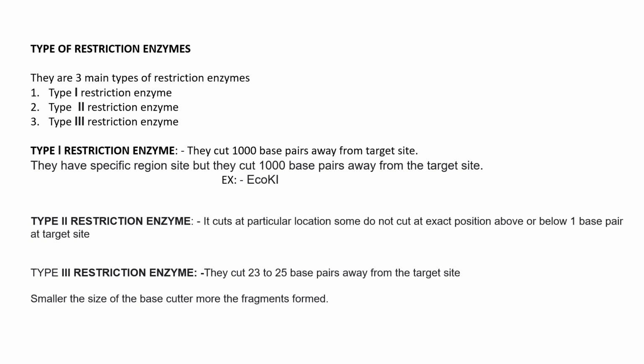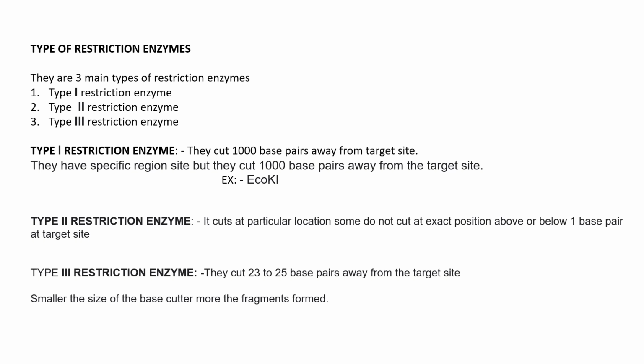Now we'll discuss the types of restriction enzymes. There are three main types: type 1, type 2, and type 3. Type 1 restriction enzymes cut 1000 base pairs away from the target sequence. They have a specific recognition site, but they cut 1000 base pairs away from the target site.